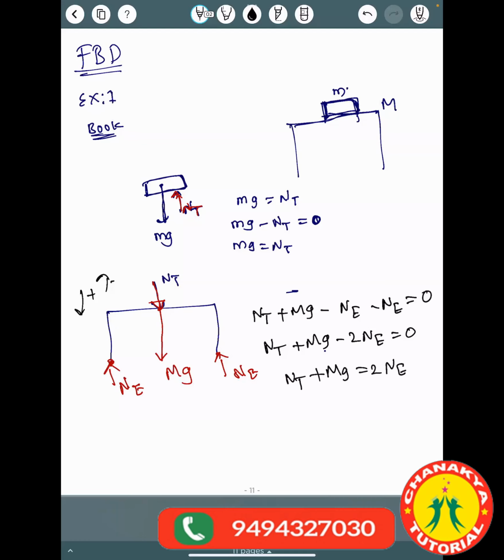And we know from this what Nt is equal to: small mg. So small mg plus capital Mg is equal to 2 times Ne. So from here you can get how much the earth is pushing the table, with what normal, on each leg. Till here, any doubt?